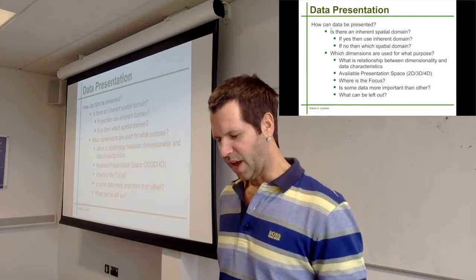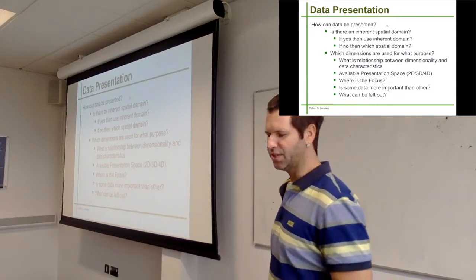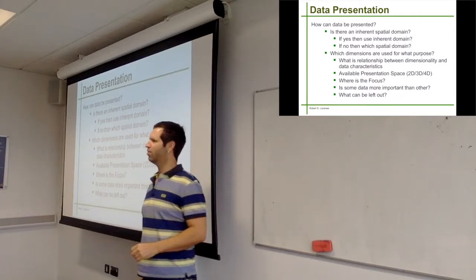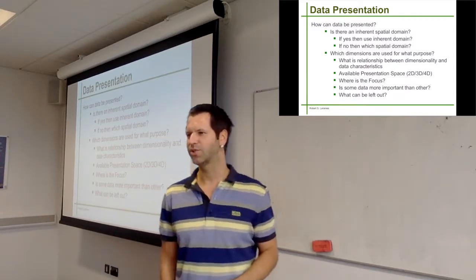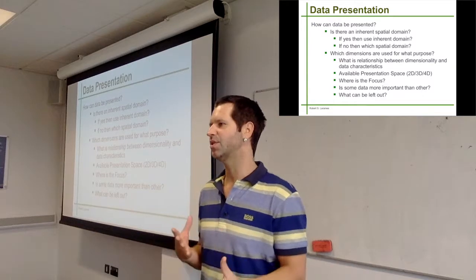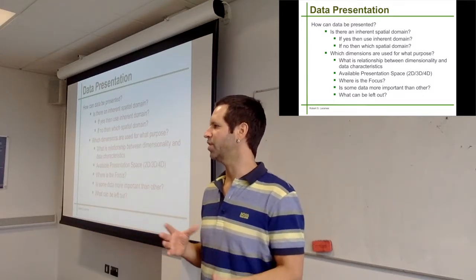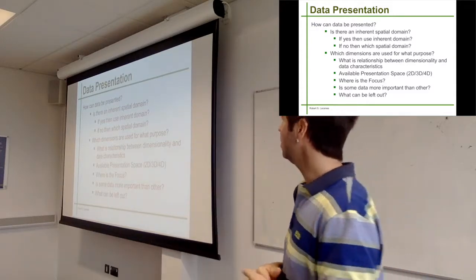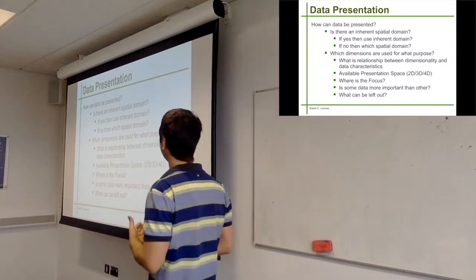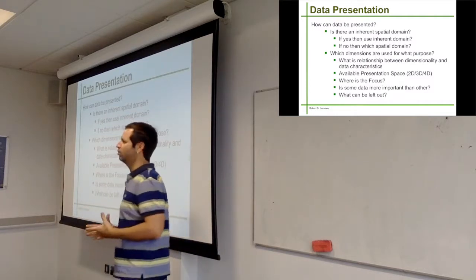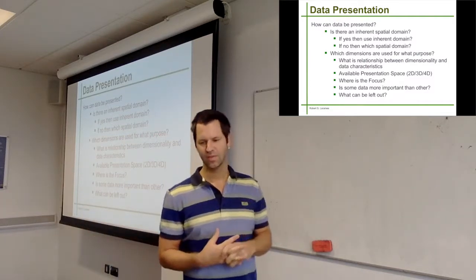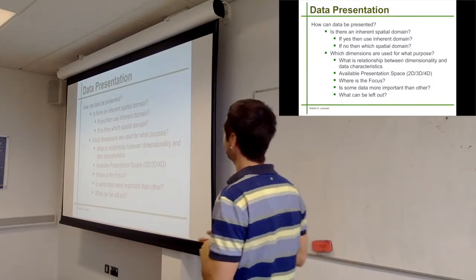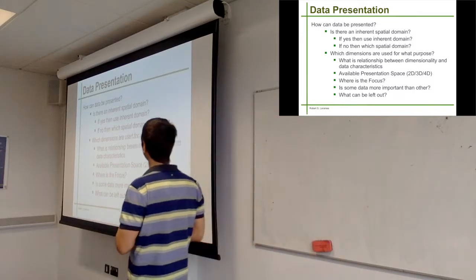So we always have to ask ourselves, how can the data be presented? Is it scientific data? In other words, does it have an inherent spatial domain? In other words, does it live in a 3D or 2D space that corresponds with nature somehow, or the real world somehow? If that's true, should we use that same domain to present the data? If not, then what else? What are the alternatives? Are there some other space we can use to present the data?